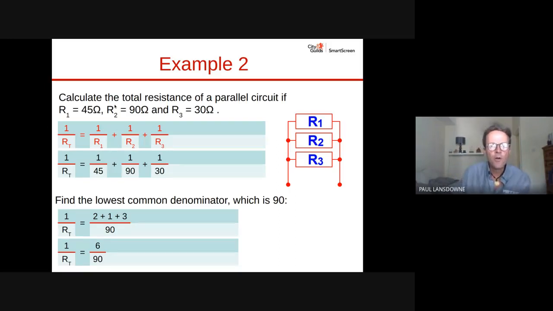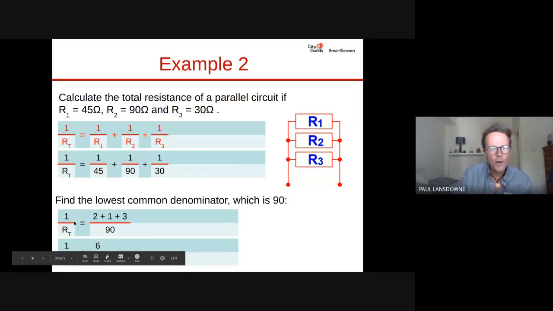So this is more of a real example when you can have a look at this. So you've got a 45 ohm, a 90 ohm, and a 30 ohm. So once again, we can do the common denominator of 90. So we've got 3 30s into 90, 1 90, and 45 goes twice. So we add them together and we get 6 over 90.